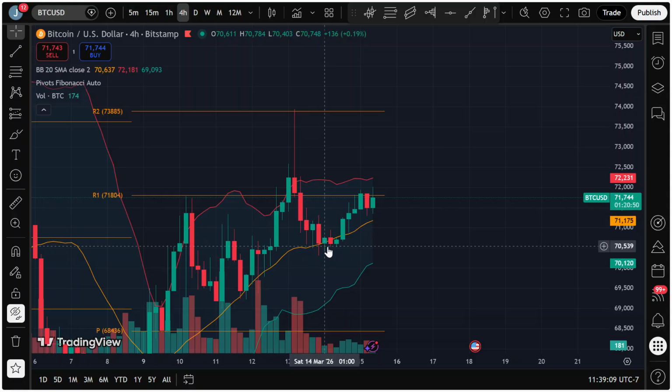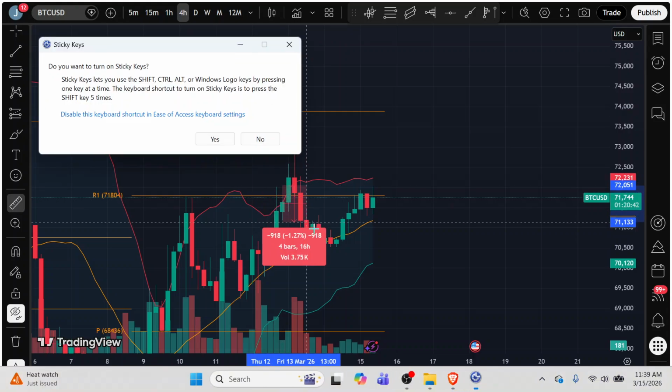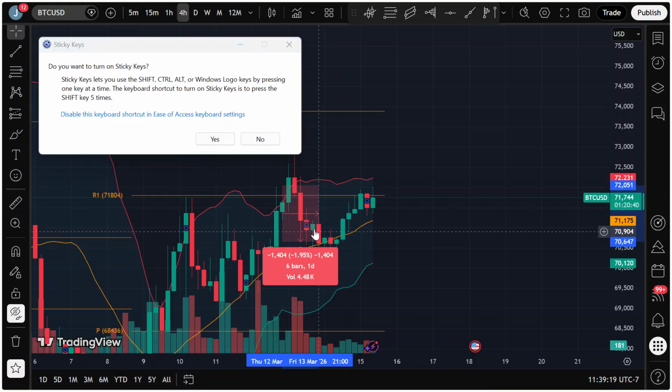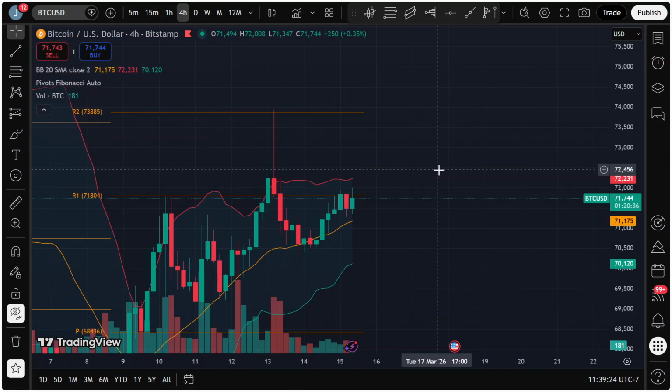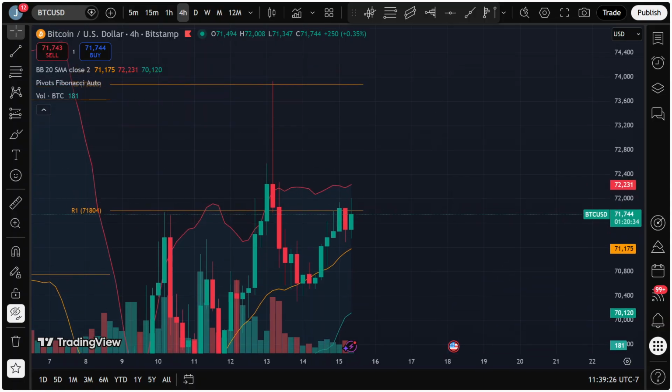I did expect that we were going to show strength at the 4-hour SMA again. So even if you caught this one late, that still would have been a 2% trade. In hindsight, I don't really know why I didn't take that one, to be honest with you. I don't have a good excuse. Like, that's a beautiful setup.